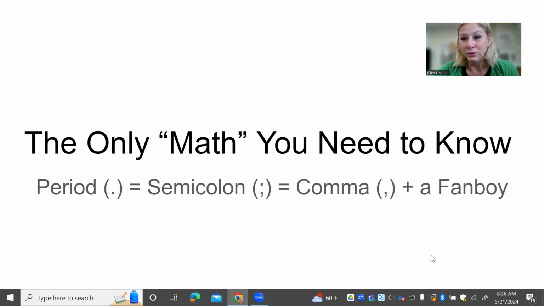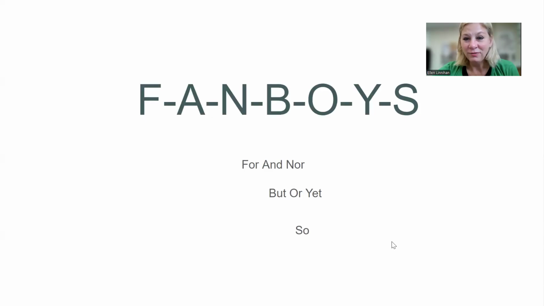If you want to up your game a little bit and make it a little bit more sophisticated, play around with the semicolon, or maybe add in a comma plus a fanboy instead of just a simple period with two simple sentences. But on the ACT, what you need to know is that they are completely interchangeable. Okay, so moving on, fanboys.